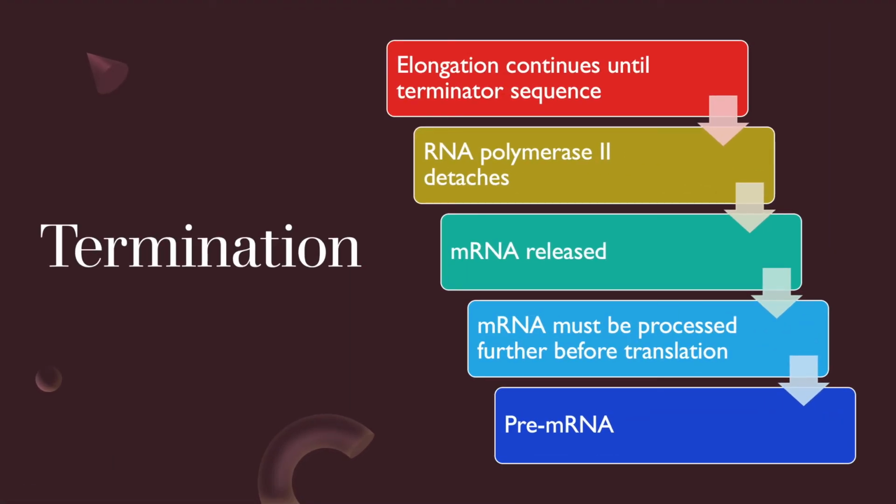The elongation process continues until RNA polymerase reaches the terminator sequence. The RNA polymerase II detaches and releases the complete RNA molecule. Before translation can take place, the mRNA must be processed as it leaves the nucleus. So, the mRNA molecule synthesized right after transcription is called pre-mRNA.